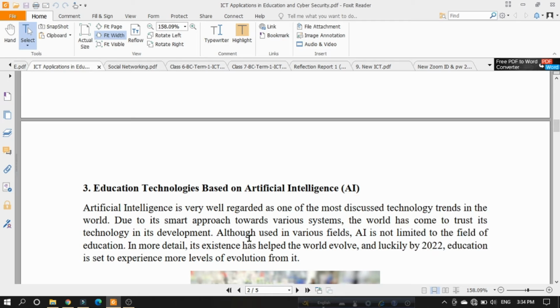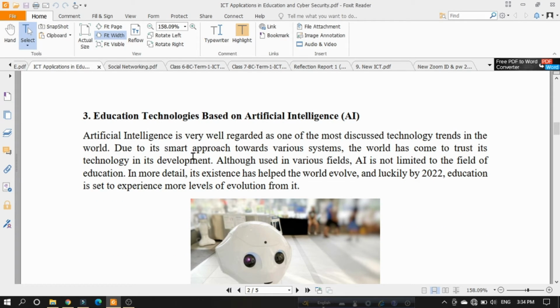Okay. Next point, number 3. Education technologies based on artificial intelligence, AI. Artificial intelligence is very much regarded as one of the most discussed technology trends in the world. Due to its smart approach towards various systems, the world has come to trust its technology in its development. These are the main lines of this AI point.